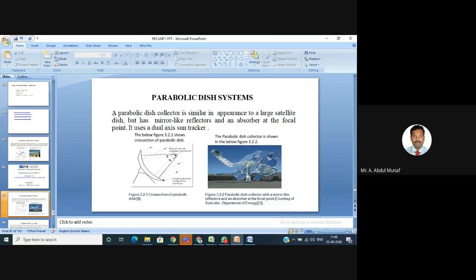You see here, a parabolic dish collector is similar in appearance to a large satellite dish but has a mirror-like reflector. Here we have a mirror-like reflector and an absorber. The receiver is acting as the absorber at the focal point. It uses a dual axis sun tracker, so here we are using two axis sun tracker equipment.